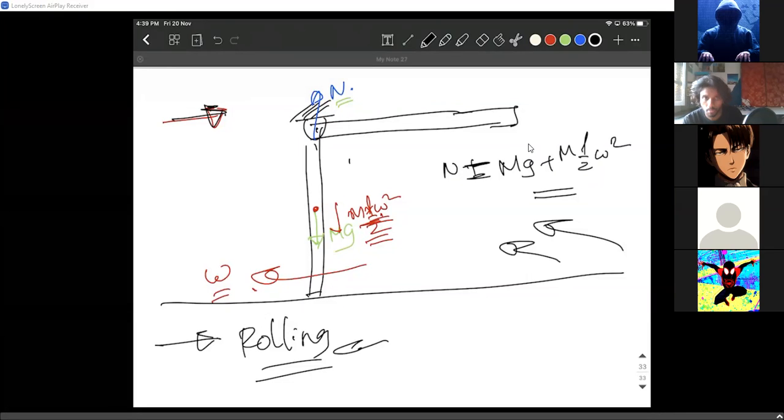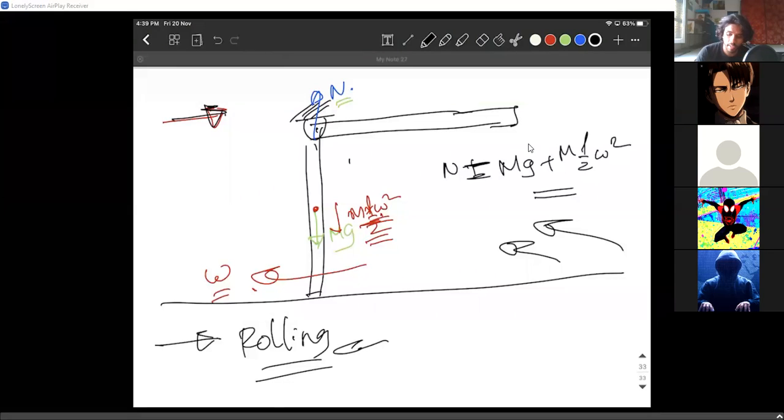But you're writing the centrifugal force. You're in the frame of reference of the body. You forgot the circular motion also. Oh, okay, sir. Yeah, you're in the frame of reference of the body, so you write the pseudo force.